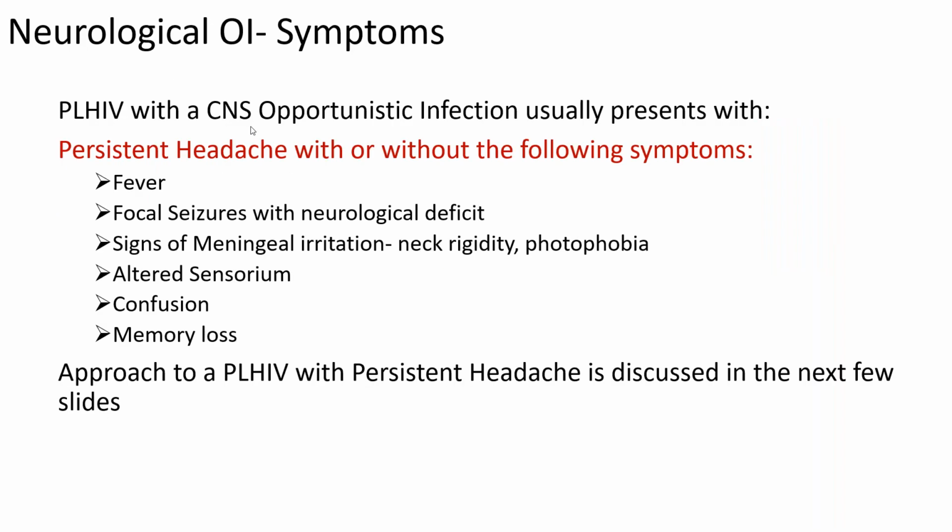When a patient presents with a history suggestive of central nervous system involvement, they can present with headache, which can be persistent. It can be mild, it can be moderate, with or without the following symptoms. Always ask for and look for fever, focal seizures, or a neurological deficit like a monoparesis. Assess for signs of meningeal irritation like neck rigidity, photophobia. Look for altered sensorium or if the patient has altered behavior or confusion. Evaluate for memory loss. Always remember that you may need to do a mini mental status examination in these patients.